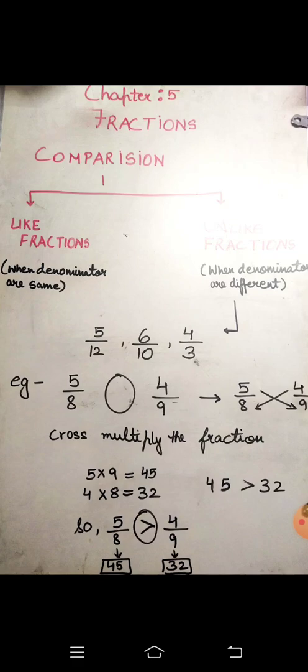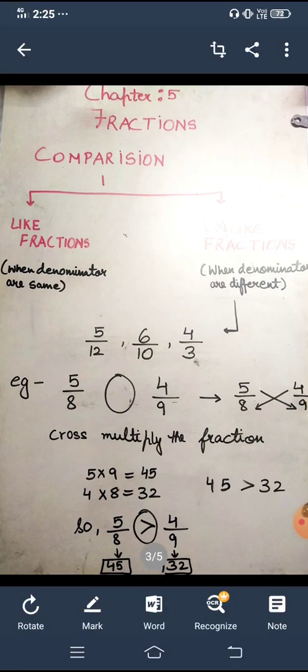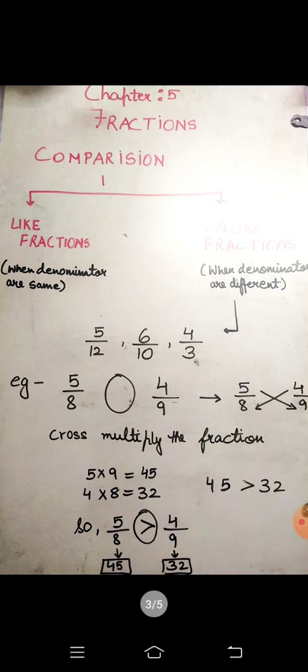That means we'll multiply 5, the numerator of the first fraction, with the other fraction's denominator 9, and we'll multiply 4, the numerator of the other fraction, with the denominator of the first fraction, that is 8. So 5 multiply 9, 4 multiply 8. So it becomes 45, and 8 multiply 4 is 32. So now tell me, 45 is bigger or 32 is bigger? Yes, 45 is bigger. So 5 upon 8 is bigger than 4 upon 9, because 5 multiply 9 we get 45. So that's why 5 upon 8 is a bigger fraction.